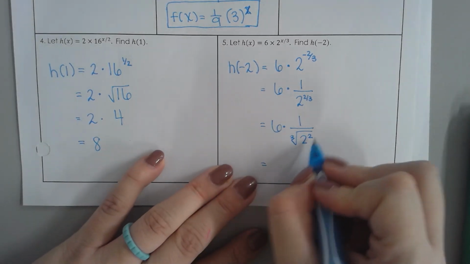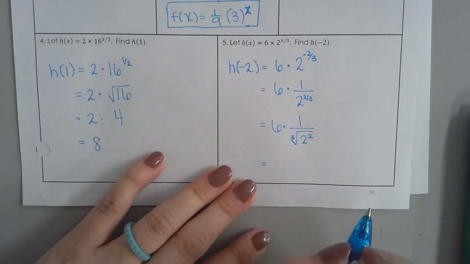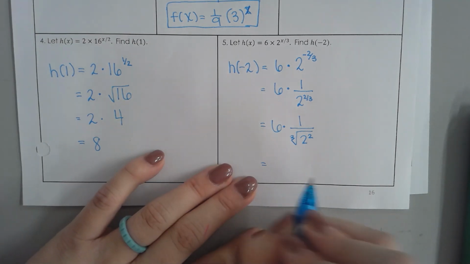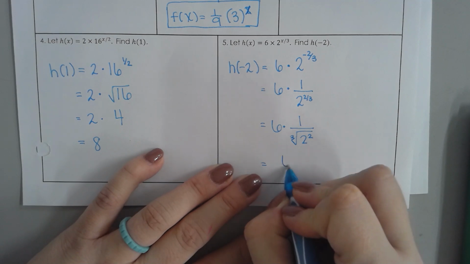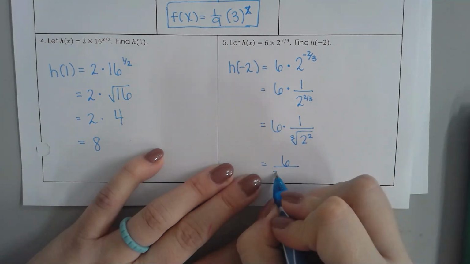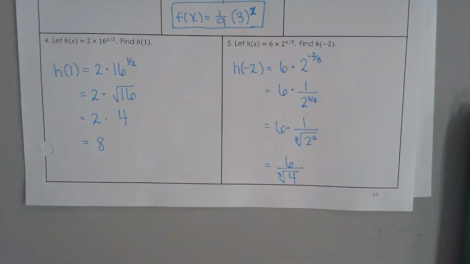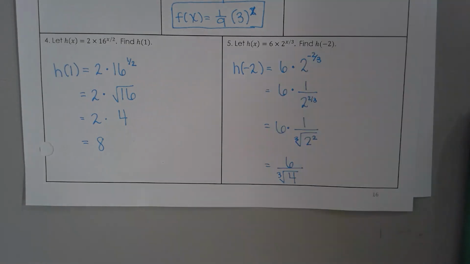And I can fix that. I can make 2 squared into a what? 2 squared? 4. So cube root of 4. That's where your final answer needs to be. The cube root of 4 is not something you can get. It's not a whole number, so we would just leave it. And then the 6 can move into the numerator. So that was a lot. We'll stop there.